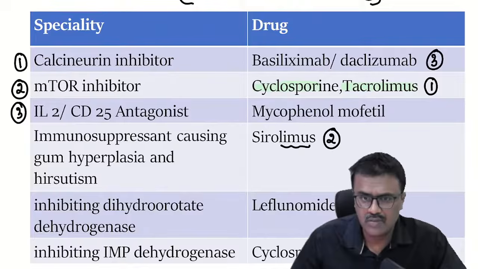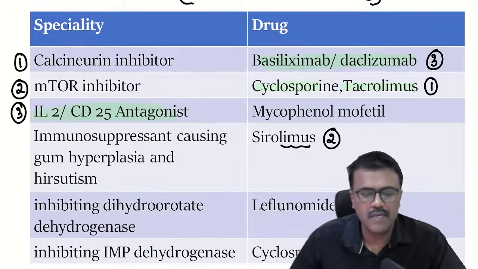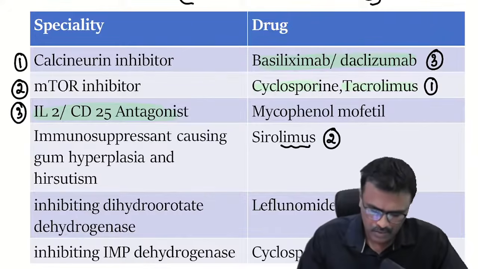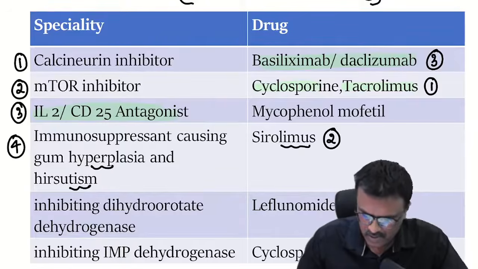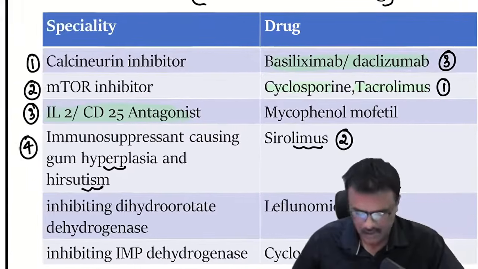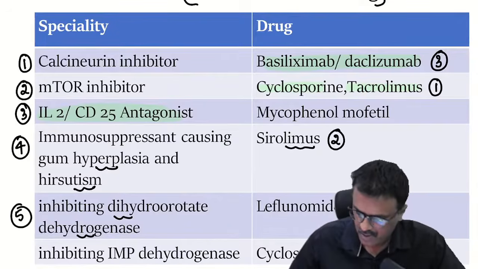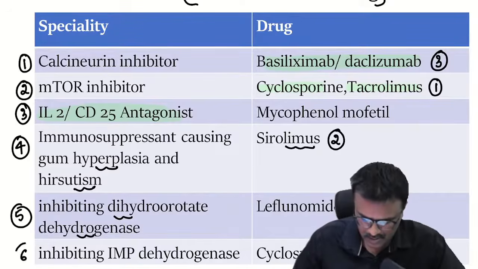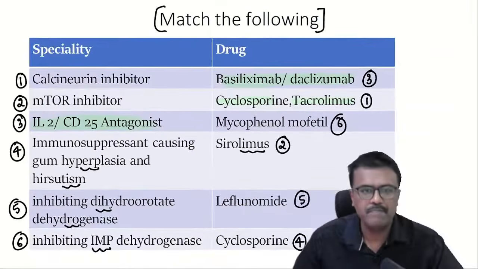Sir, will they ask you these questions in NEET PG? Yes, this third option I am reading was asked in 2018. Number 4, what is the immunosuppressant which causes gum hyperplasia and hirsutism? I told you, the name is cyclosporin. Then number 5, which inhibits dihydroorotate dehydrogenase. It is nothing but leflunomide. Number 6, inhibiting IMP dehydrogenase. The name is mycophenolate mofetil. So this table will give you the mechanisms in one place.